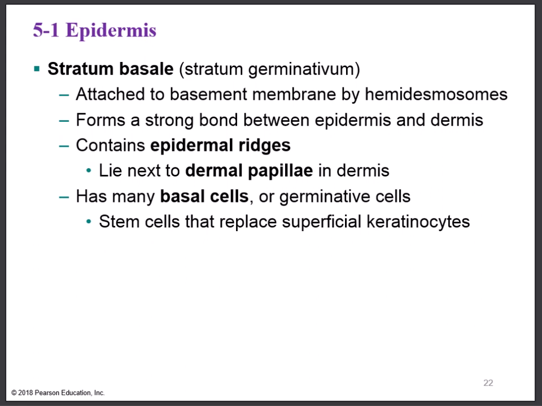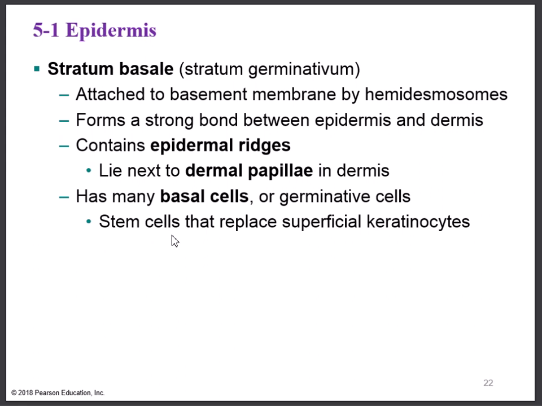Some people call them germinative cells. The reason for that is these are stem cells. These cells continually divide. Throughout the day, we actually slough off superficial cells from our skin. Listen to this, we lose about 30,000 to 40,000 skin cells per minute. They estimate that over the course of a year, we lose about 9 pounds of skin cells. So we need to replace those cells.